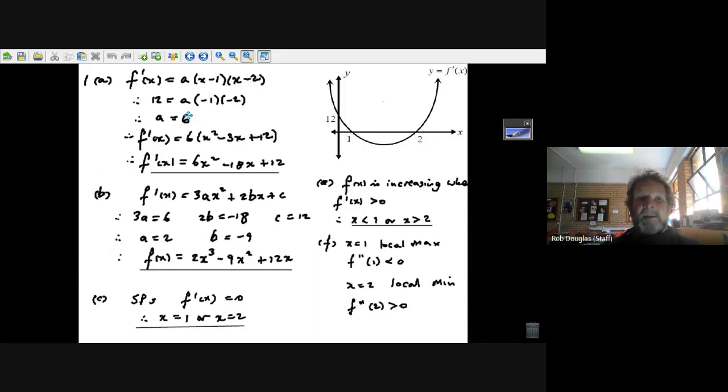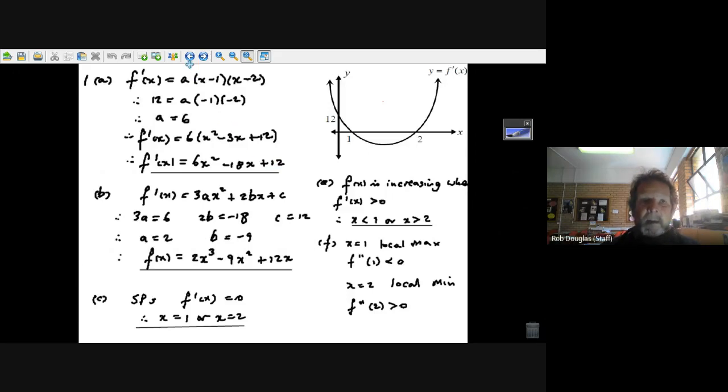Now they gave you that 0 and 12 as a point, so you put 0 in for x and 12 in for y, and you get minus 1 times minus 2, divide by 2, you get a is equal to 6. Now we've got the equation of the derivative. Multiply it out, it's 6x squared minus 18x plus 12.